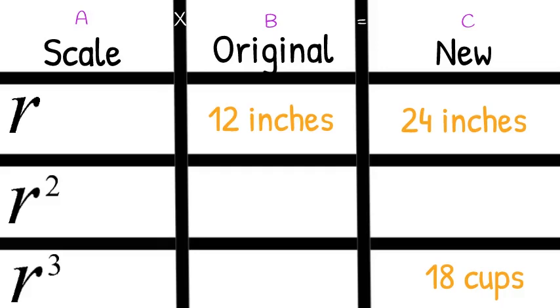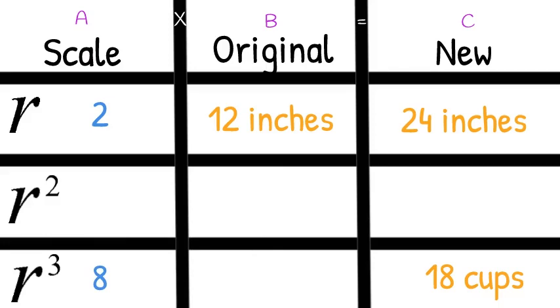Now, if you look at the R row, we can figure out column A because we know A times B equals C. And so if we take C divided by B, we will get A. So 24 divided by 12 is 2. Now, to find the scale factor for 18 cups, we need to find R cubed because that's the same row as the 18 cups. And so we need to take R and cube it. So we need to take 2 to the third power, which is 8.